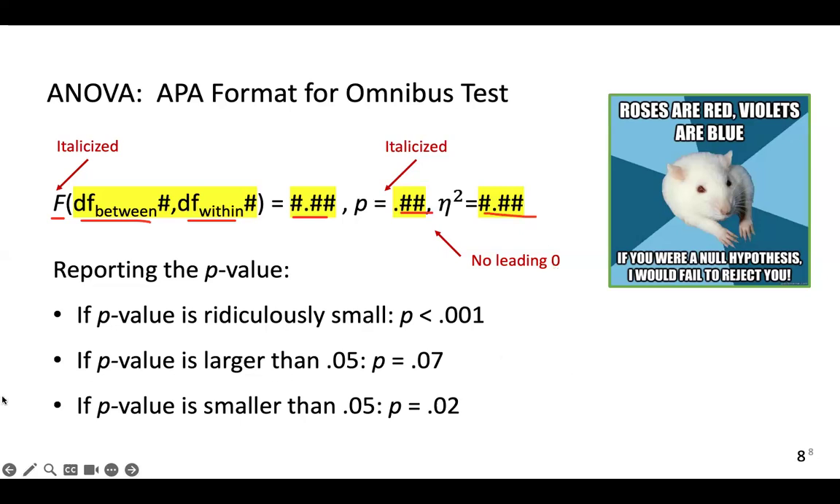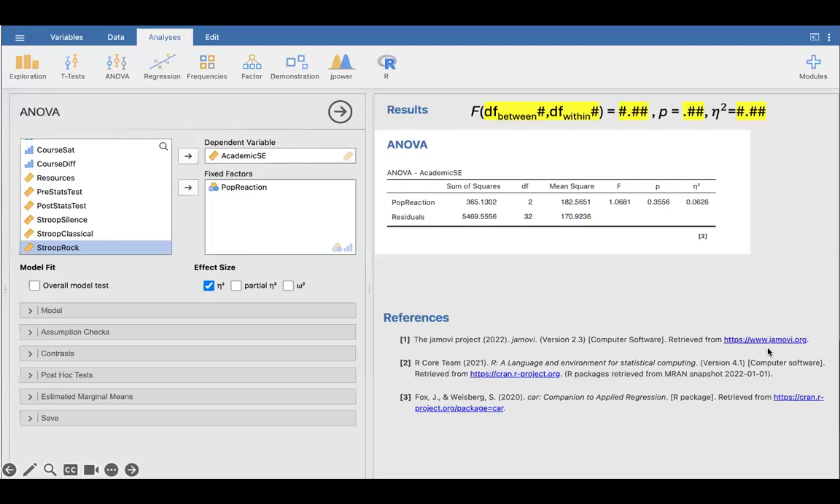As I've talked about in other videos and in class, I want you to report the actual p-value, not just less than 0.05 or greater than 0.05, unless it's really small. And then you could write p less than 0.001 or p less than 0.01. So here, we'll go ahead and run through this example.